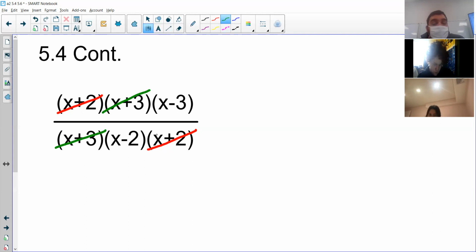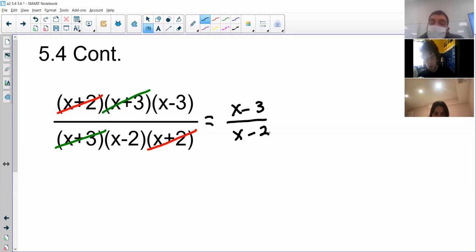Wait, why are you doing x minus? Because is there an x minus 3 on the bottom? No, that's why. It has to be exactly the same. So you're left with x minus 3 over x minus 2. Yes, x minus 3 over x minus 2.